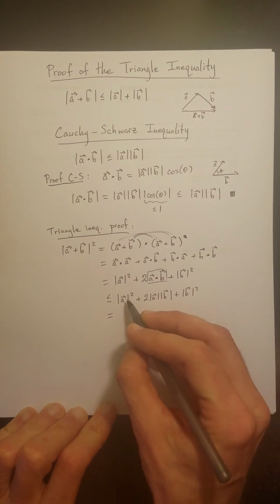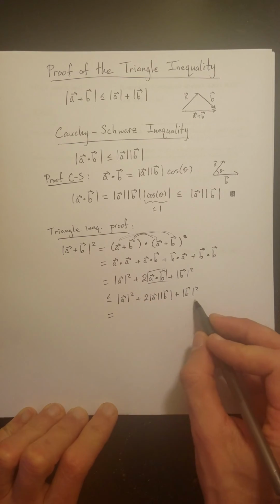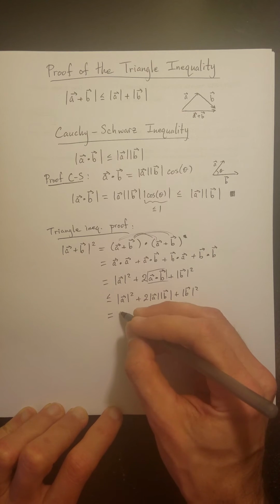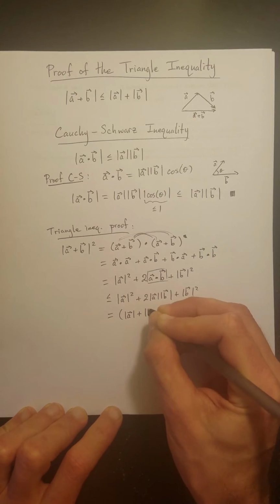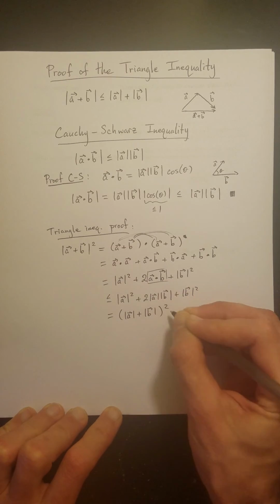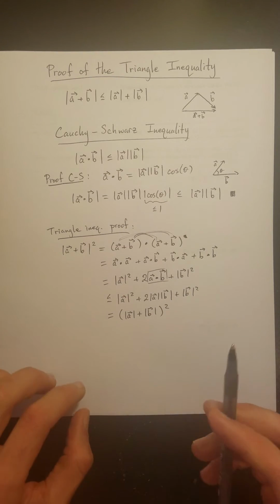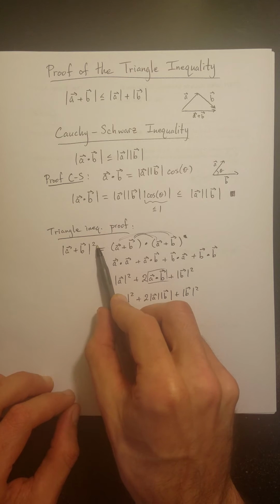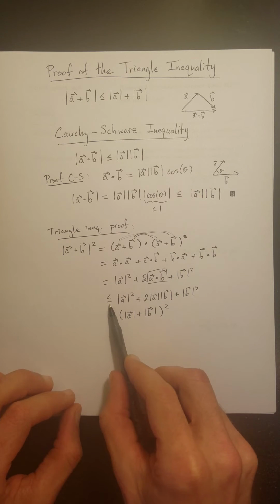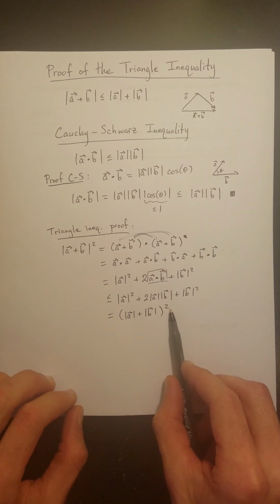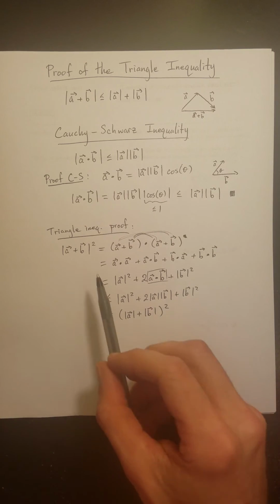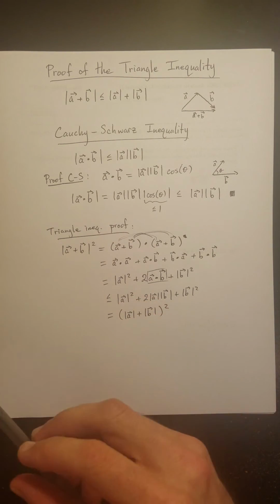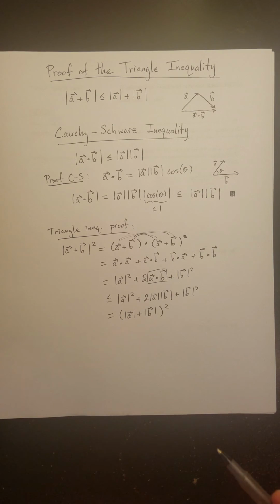And now I just have to unpack this quantity. I notice that this is a perfect square. It is the length of a plus the length of b, quantity squared. And so now I notice that I have some positive quantity being squared is less than another positive quantity being squared. The reason I mention that those quantities are positive is because when I take the square root of the square, I'll just retrieve the original quantity.